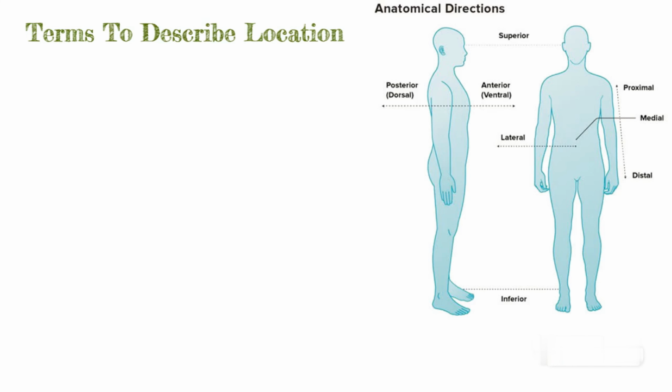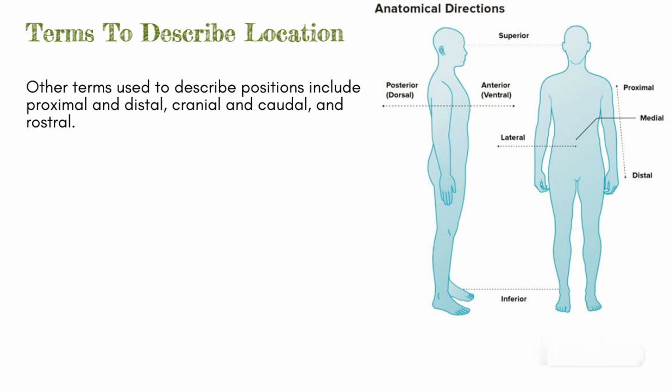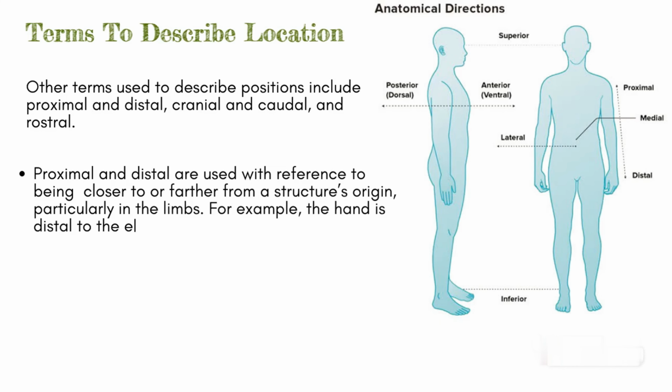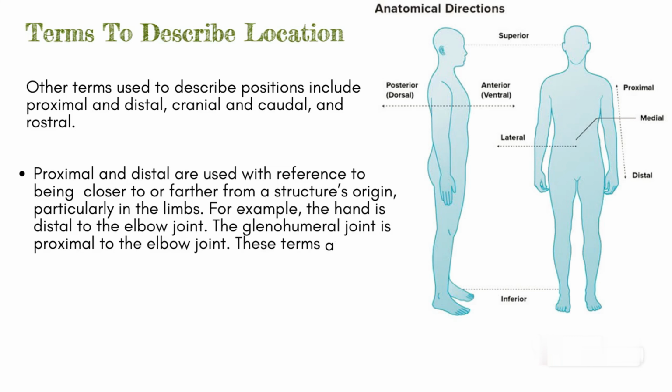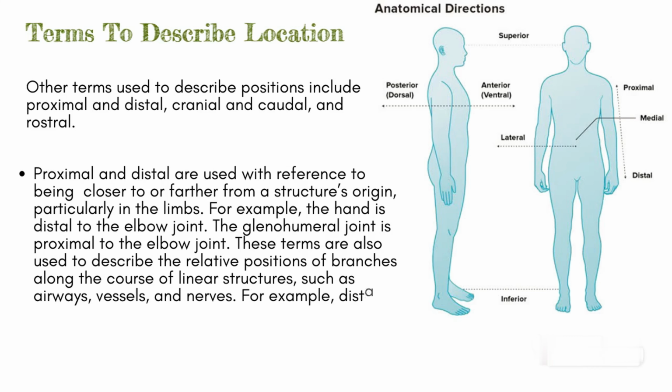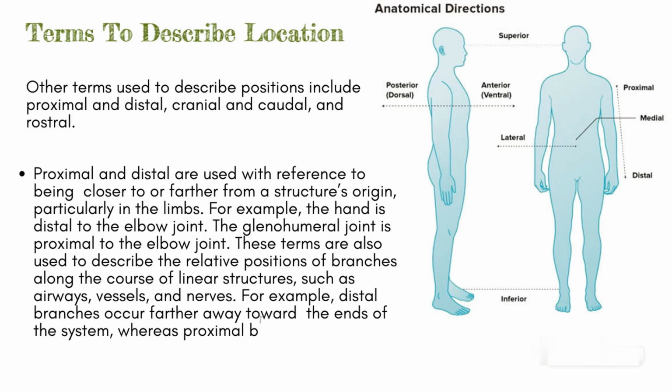4. Proximal and distal, cranial and caudal, and rostral. Other terms used to describe positions include proximal and distal, cranial and caudal, and rostral. Proximal and distal are used with reference to being closer to or farther from a structure's origin, particularly in the limbs. For example, the hand is distal to the elbow joint. The glenohumeral joint is proximal to the elbow joint.